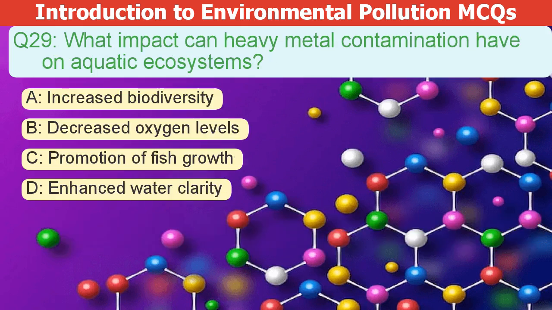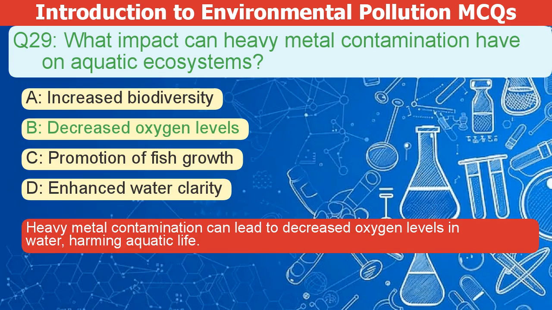What impact can heavy metal contamination have on aquatic ecosystems? A. Increased biodiversity. B. Decreased oxygen levels. C. Promotion of fish growth. D. Enhanced water clarity. The correct answer is B. Heavy metal contamination can lead to decreased oxygen levels in water, harming aquatic life.